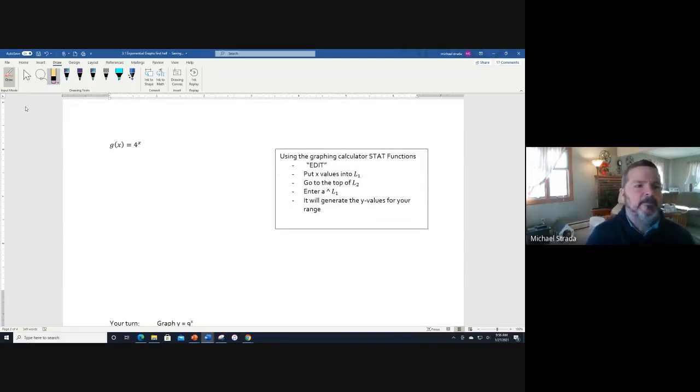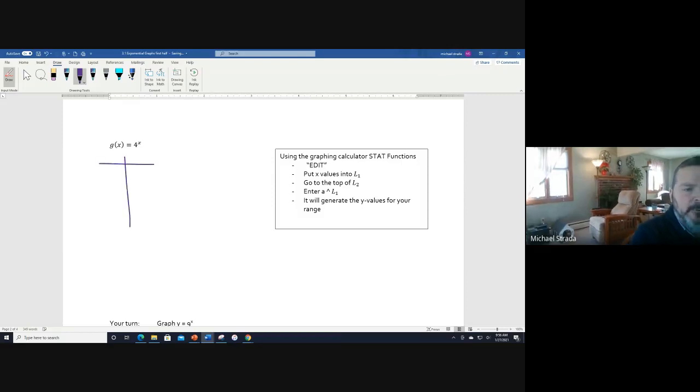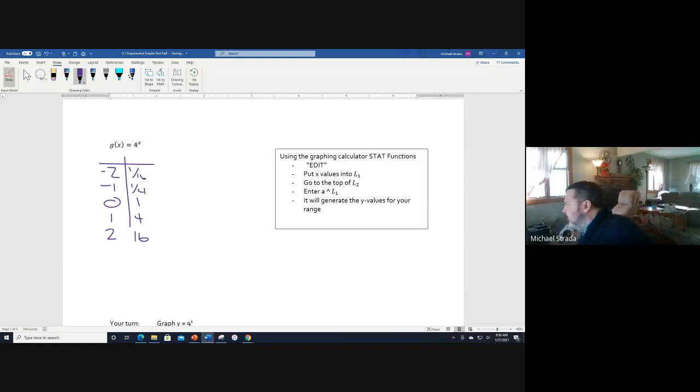Now 4 to the x, and this is the most efficient way of doing it: negative 2, negative 1, 0, 1, 2. Anything to the 0 power is 1. Anything to the 1 power is the number. 4 squared would be 16. Anything to the negative 1 is the reciprocal. Anything to the negative 2 is 1 over the base squared. So those are our 5 numbers, all of which should be able to be done in your head.